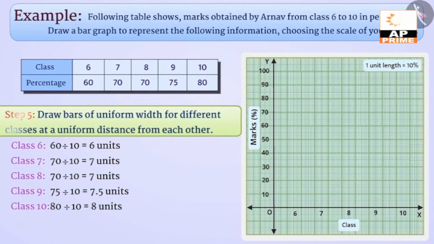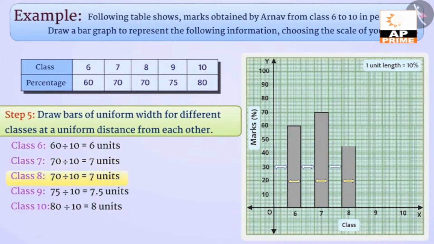Step 5. Now we will draw bars of uniform width for different classes at a uniform distance. For instance, for class 6, we will draw a bar of 6 unit length. Next, for class 7, we will draw a 7 unit length bar of same width, keeping uniform distance. Similarly, for class 8, we will draw a bar of 7 unit length.